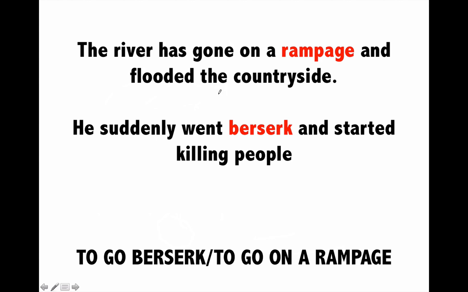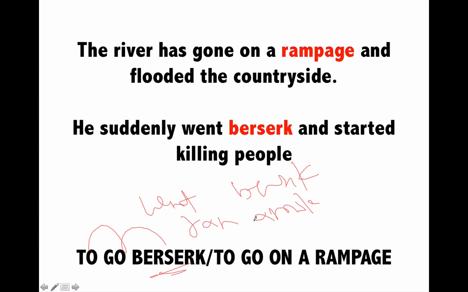For example, with berserk you will say to go berserk. So you can also say the elephant went berserk, or you can simply say the elephant ran amok. It means the same thing, but before amok you will use run and before berserk you will use go, any form of go. So here we are using went because we are using the past tense, and we are using ran again because we are using the past tense of run. Similarly, we can also say the elephant went on a rampage.